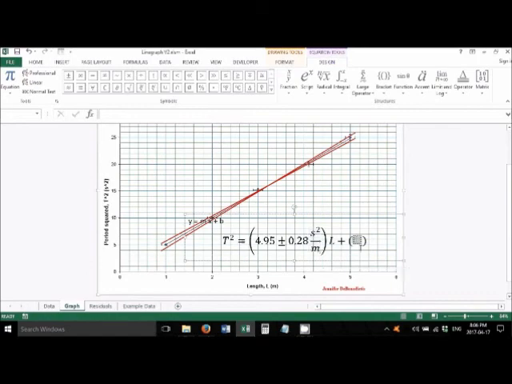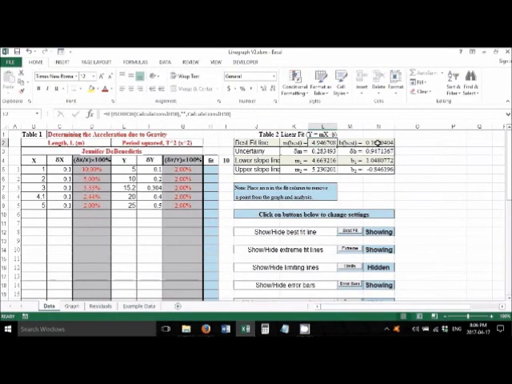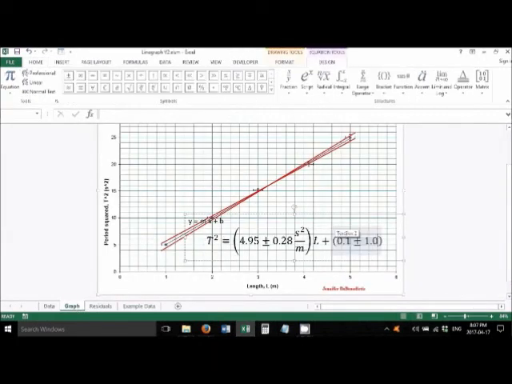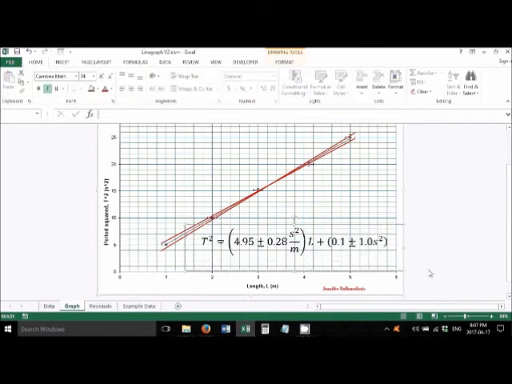And finally, I'm going to add my y-intercept. So again, go back to my data table, and the y-intercept is 0.1009, and the uncertainty, once I round it up, is going to be 1.0. So my y-intercept is going to be 0.1 plus or minus 1.0. So I go back to my graph, and I'll type that in. And again, I need units on this. So the y-intercept will have the same units as the y-axis does, seconds squared. So this is my equation of best fit. So that's what you need.